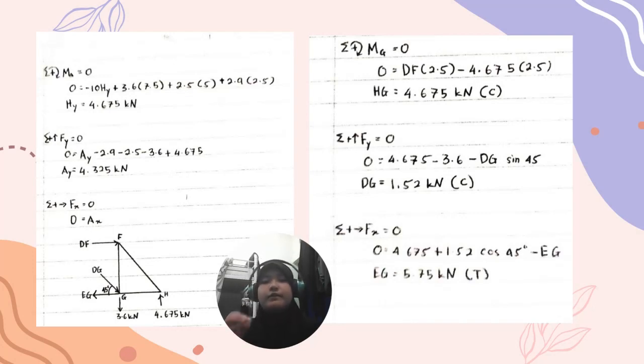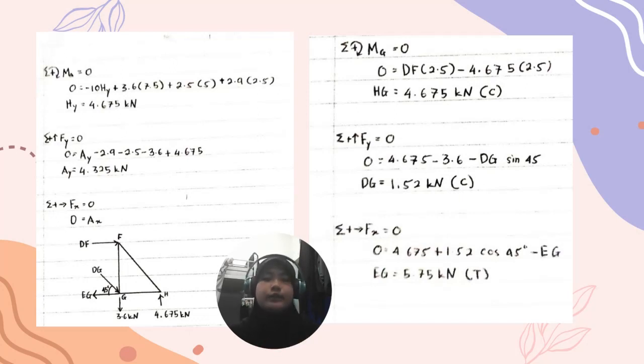So the first one, we find the force for HG. So we need to use the total moment at point G equal to 0. So 0 equal to dF times the distance 2.5 meter minus 4.675 kilonewton times 2.5 meter. So we're gonna get Hg equal to 4.675 kilonewton. It's actually negative. So if it's negative, then we will know that Hg is compression.